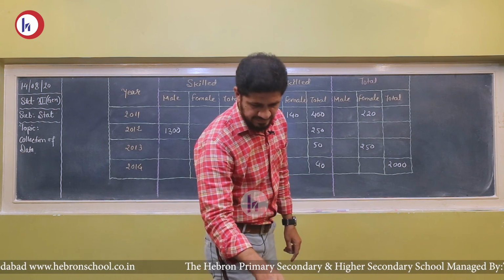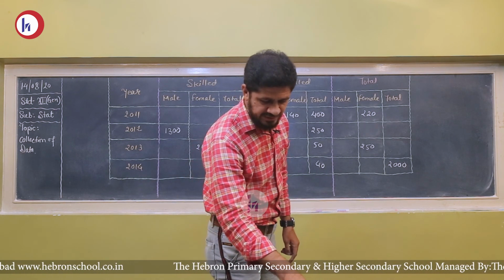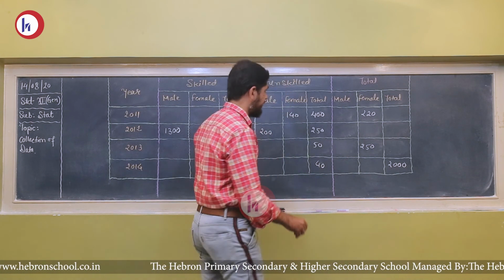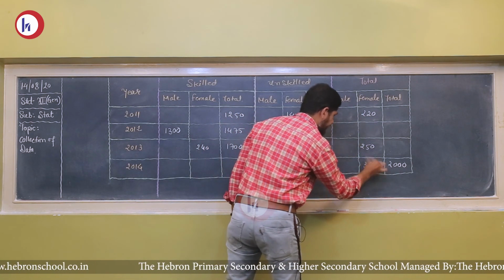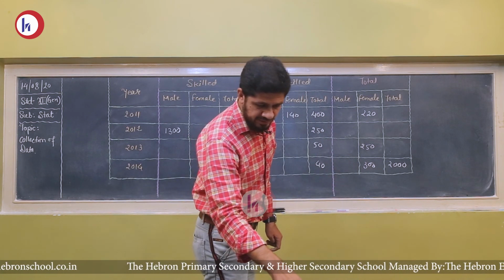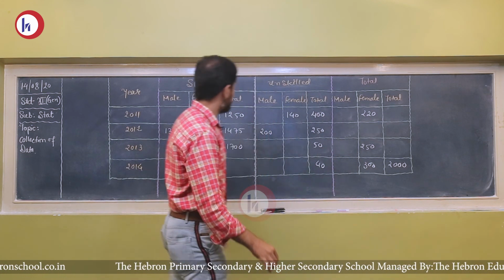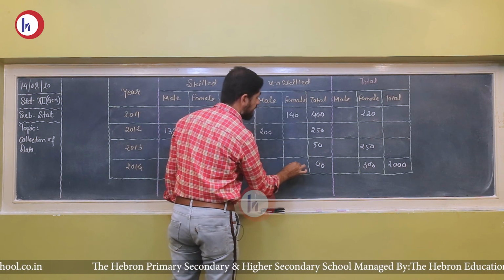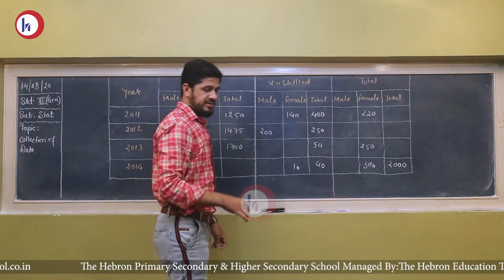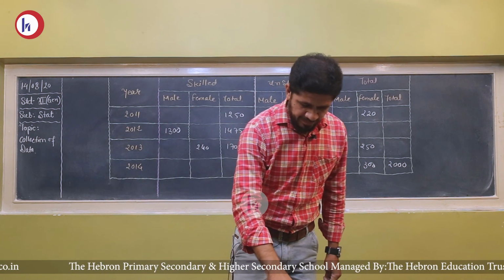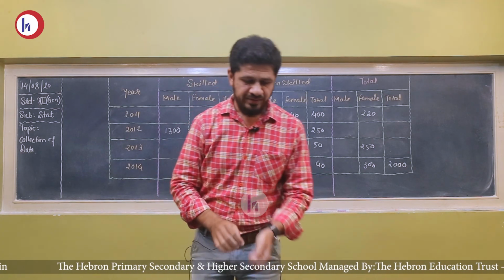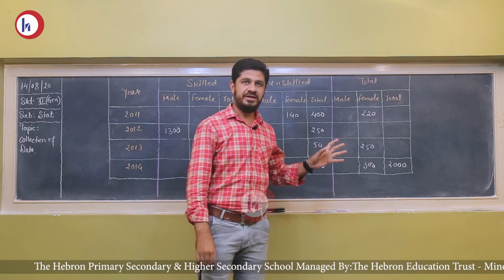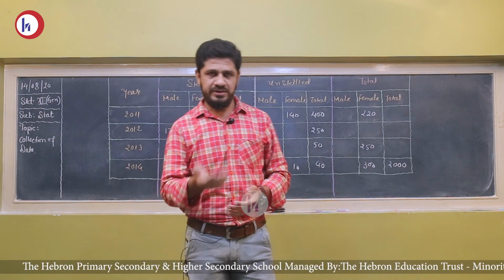Now, out of total workers, 300 were females, and of them 10 were unskilled. Unskilled female 10. Present the above data in the form of a table. So students, we input all the data. Now you can fill the remaining data as I taught you earlier in the previous sum.